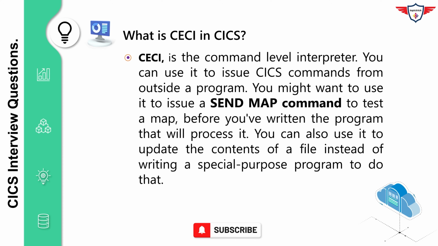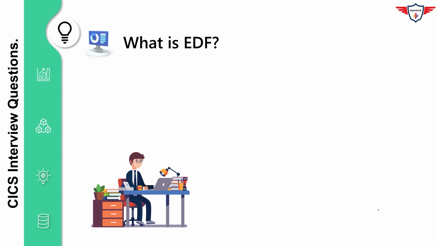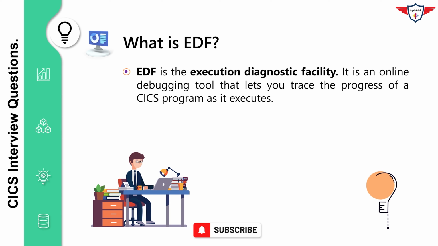CECI is the command-level interpreter. You can use it to issue CICS commands from outside a program. You might want to use it to issue a SEND MAP command to test a map before you've written the program that will process it. You might also use it to update the contents of a file, so you don't have to write a special-purpose program to do that. What is EDF? EDF is the Execution Diagnostic Facility.